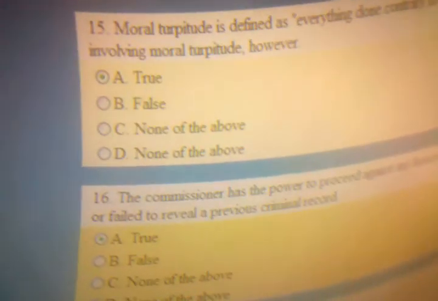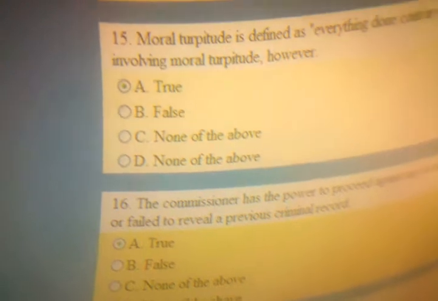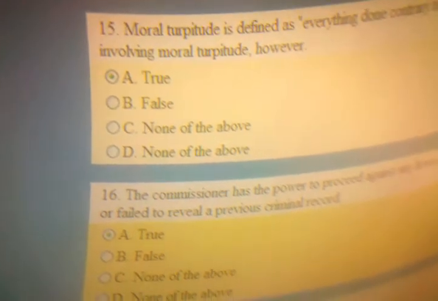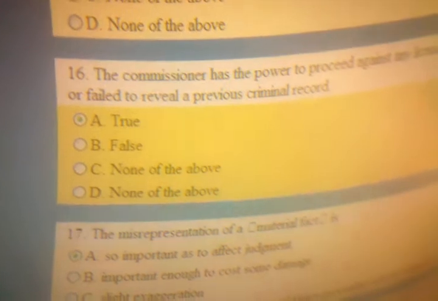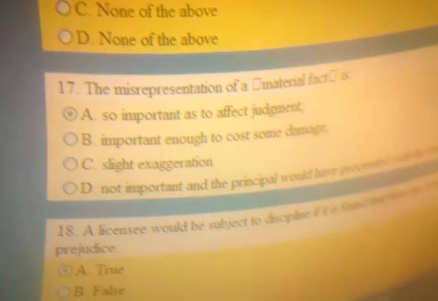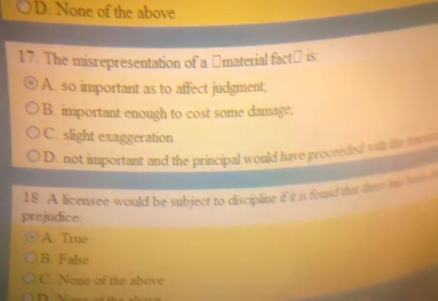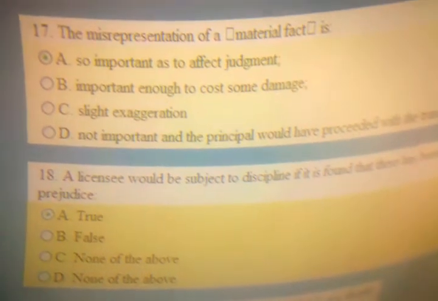Applicants may be refused a license after a criminal conviction involving moral turpitude. However, true 啦。The commissioner has the power to proceed against any licensee for misstatement of the fact in an application for a licensee or when the applicant has falsified an application or failed to reveal a criminal record. True. The misrepresentation of material fact is so important as to affect a judgment.